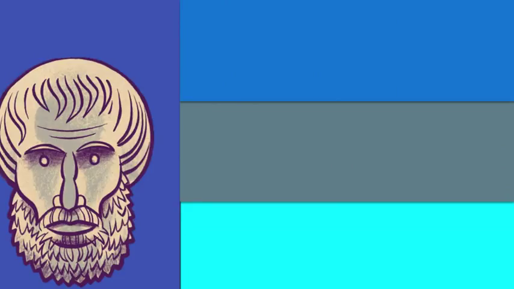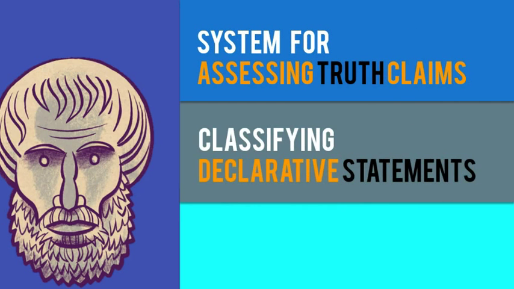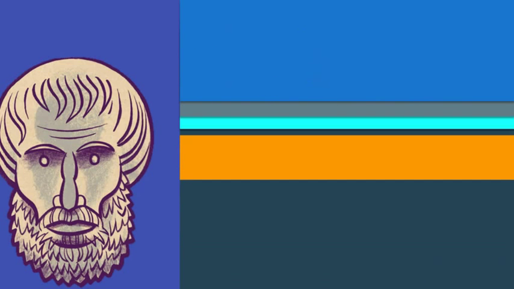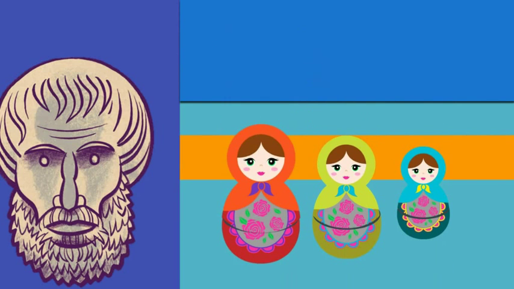Anyways, in our last exciting episode, we learned all about Aristotle's idea about how to develop a system for assessing truth claims that's centered on the classification of declarative statements and how they relate to one another. The system that Aristotle invented is called logic, and the specific device that we were learning about in the last episode is called the square of opposition. We're also going to be building on a metaphor that we introduced in the last episode involving Russian nesting dolls. So, seriously, if you didn't watch the first episode, you got to go check it out.